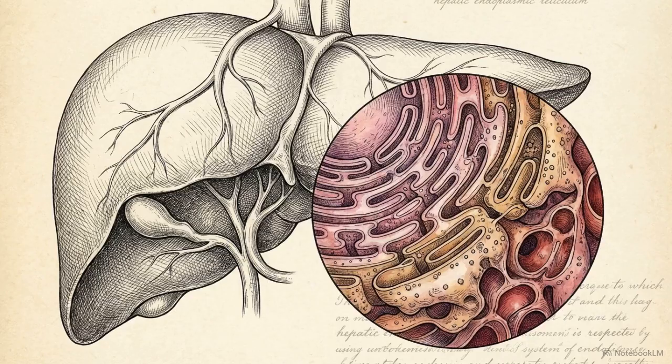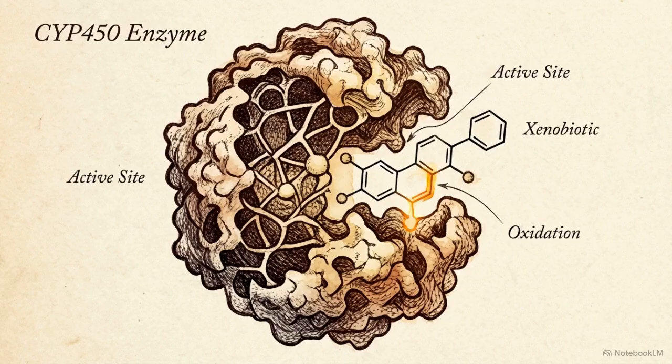Between distribution and excretion lies metabolism, or biotransformation. This occurs primarily within the hepatic endoplasmic reticulum of the liver. The hepatic cytochrome P450 enzyme system, CYP450, drives this process. It is a family of enzymes responsible for phase 1 oxidation, reduction, and hydrolysis reactions.